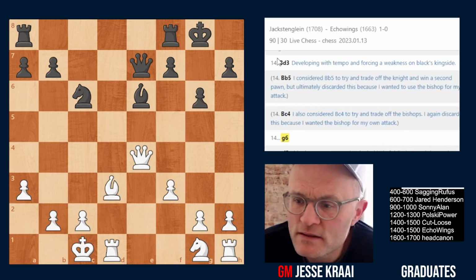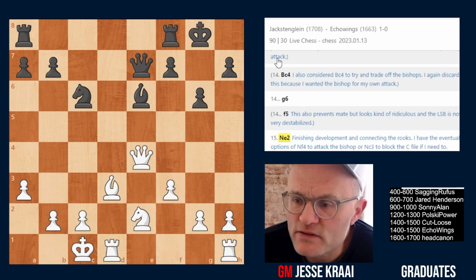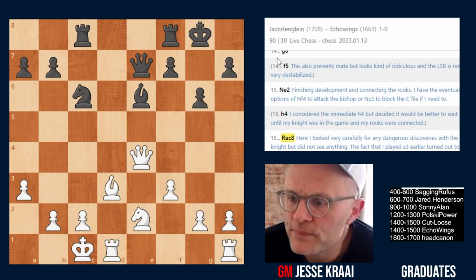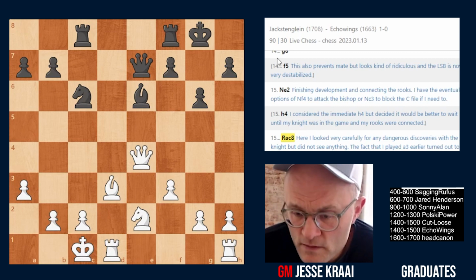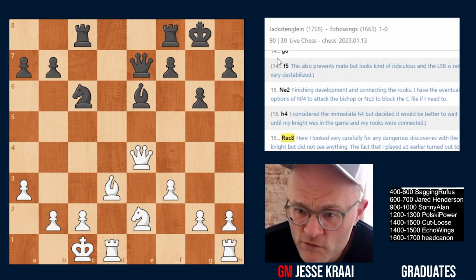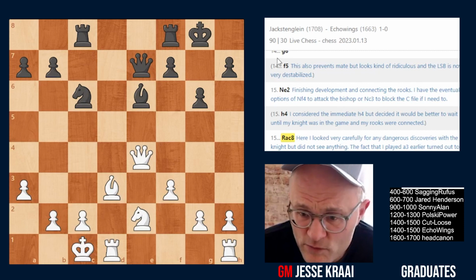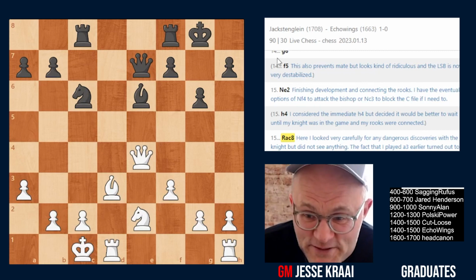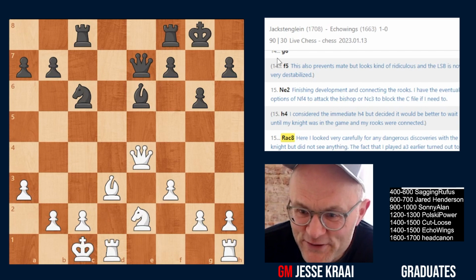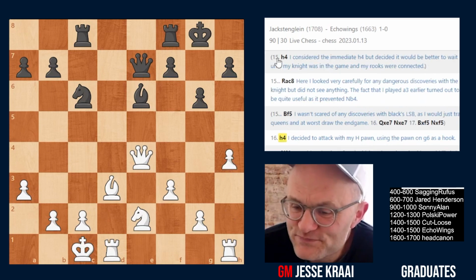Okay. Now things are very concrete. Let's read what you write. Here I look very carefully for any dangerous discoveries with the knight, but did not see anything. And a3 turns out to be useful. Yes. h4. Now, from the previous example, I want you to play knight f4, right? I want you to fix your knight before you go on an adventure with h4.